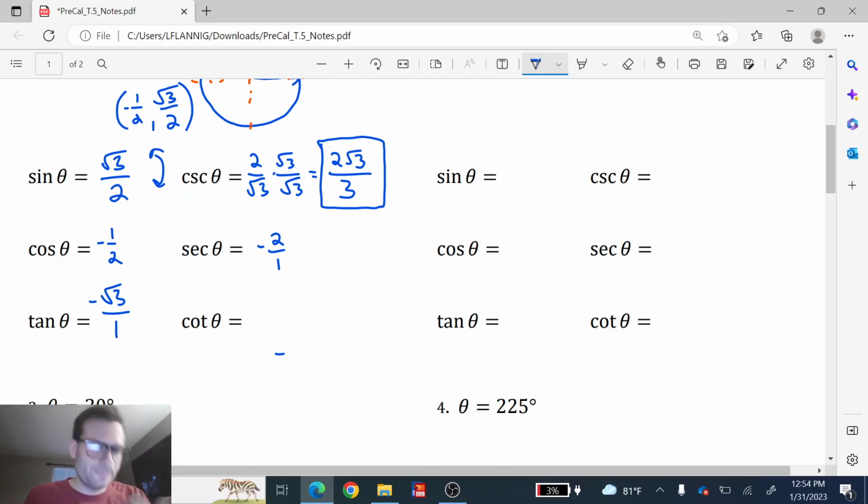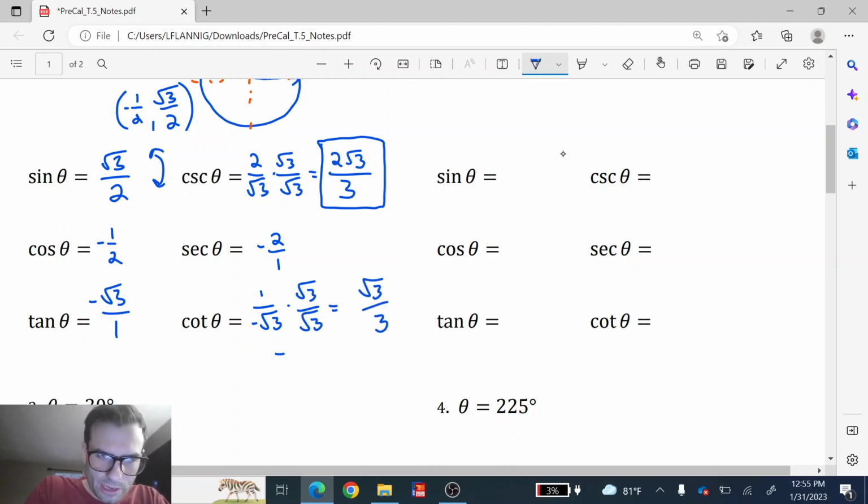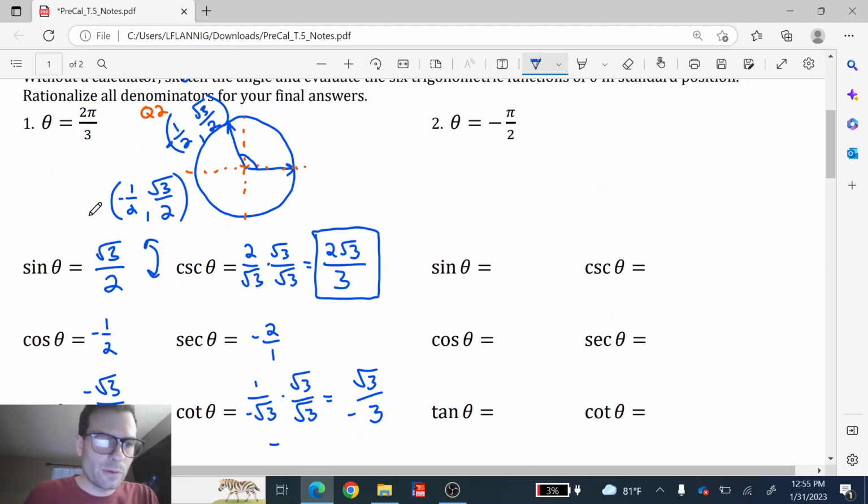So the cotangent is just the reciprocal of this, so 1 over negative square root of 3. And again, you can't have a radical in the denominator, so you're just going to multiply by the square root of 3 over the square root of 3, and then you get square root of 3 over 3, and just make sure it's negative. There you go. And so we have the cosecant, secant, and cotangent now. The problem is done. We figured out all of our angles.